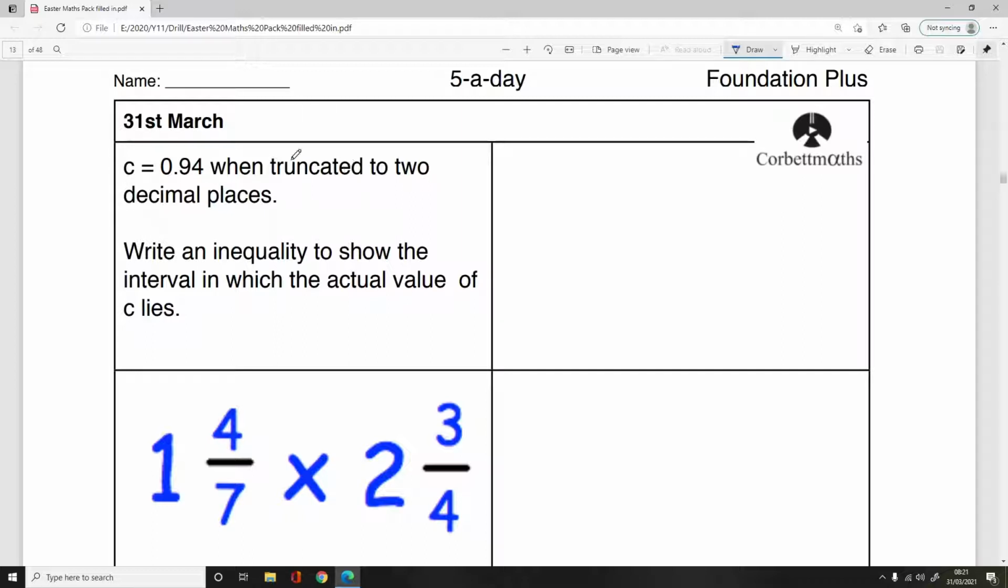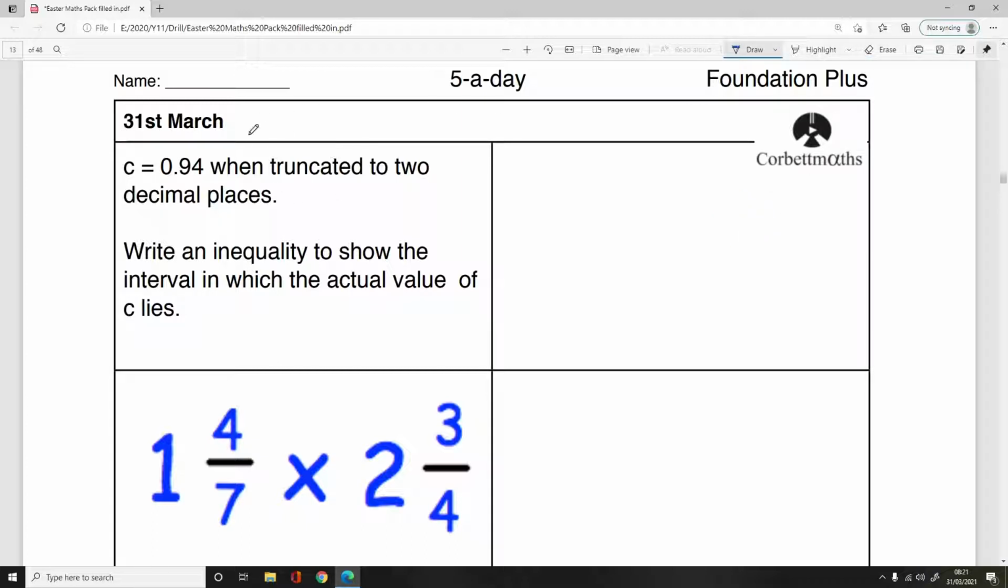Our first question uses the word truncated or truncation. Truncated is a special type of rounding, and it's one that we've probably not mentioned that much, but it just means to cut the number short. For example, if I was to take a number like 31.3 and I said truncate that to the whole number, I would just cut the number there and say this is 31. I wouldn't think about rounding up or down, I just cut it there.